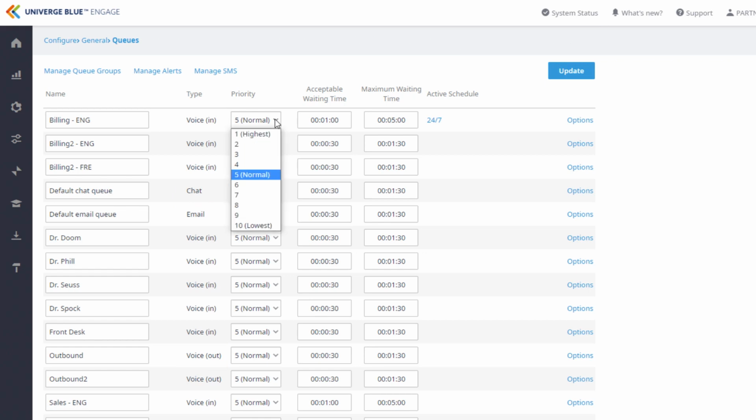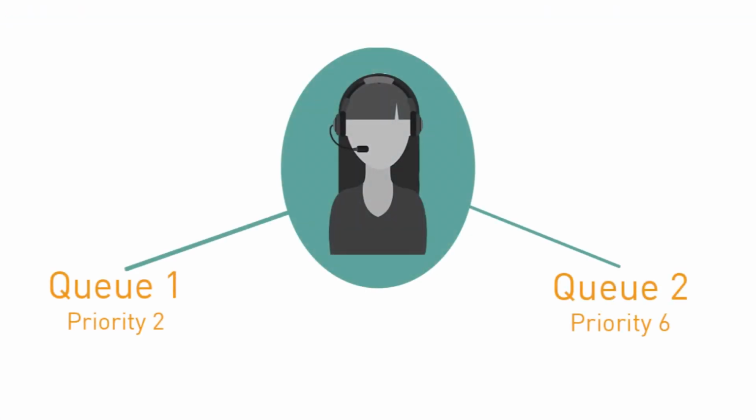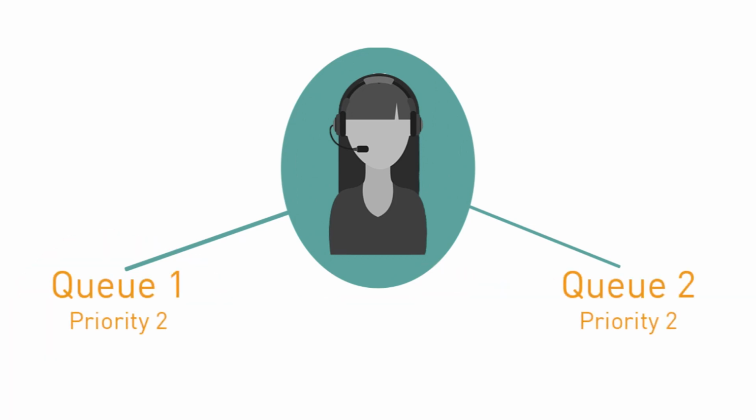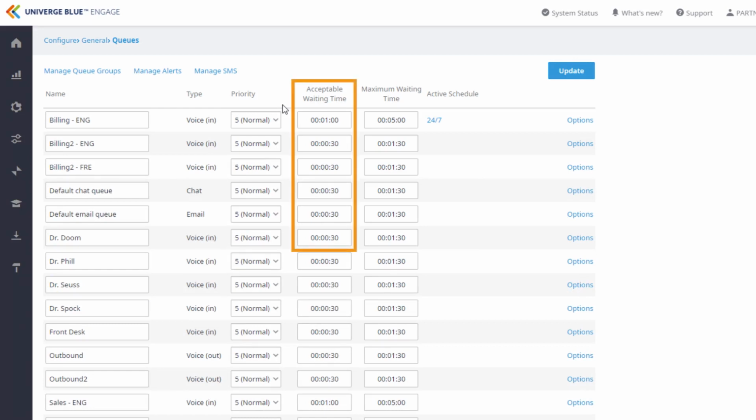Priority is the priority set for the queue when there are multiple interactions coming into multiple queues. For example, if an agent is in 2 queues, they will receive an interaction for a queue priority 2 before they are routed to a queue priority 6. If both queues are the same, the system will follow the order they arrived. Acceptable waiting time is the amount of time that a person will be waiting in queue before the queue changes to red for those persons monitoring that queue.